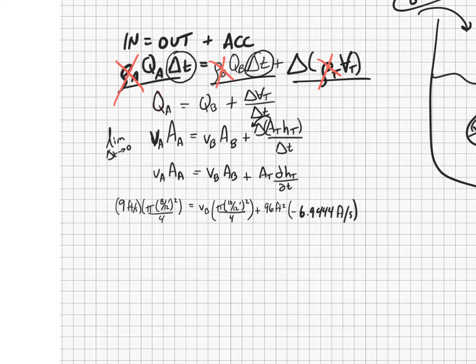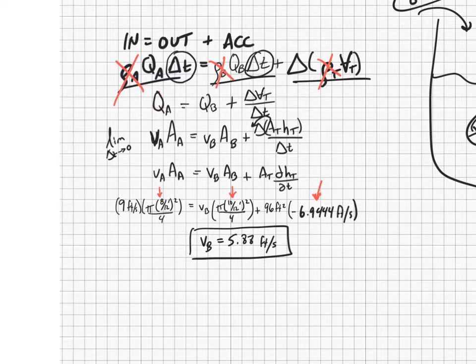So if we plug in all the numbers, a few things to note. For the area of the pipes, I'm doing pi d squared over 4. For both of these, I made a point to convert them to feet. So that's 8 inches over 12 inches per foot to give me 8 over 12 feet. And over here, remember the accumulation term is negative because we're losing mass. So if we solve this for VB, we will get VB equals 5.88 feet per second.